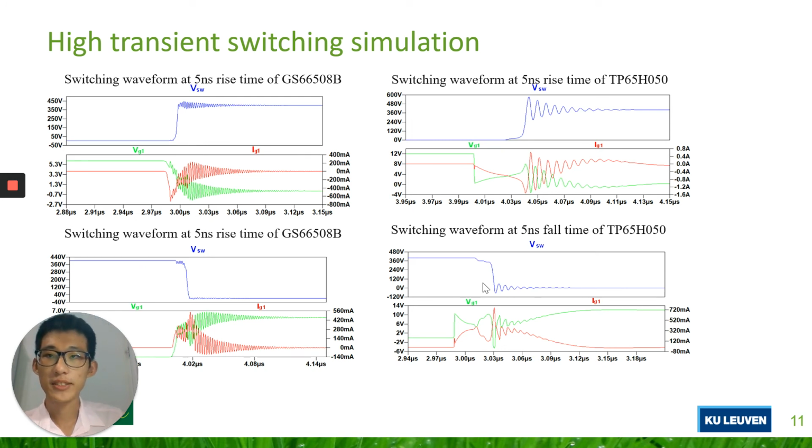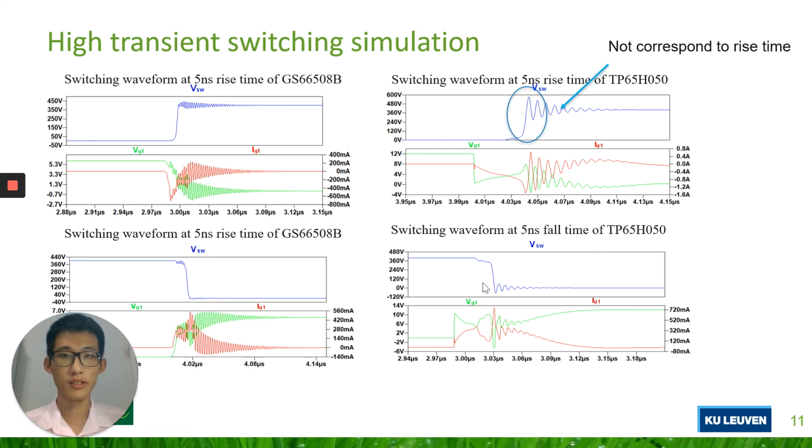Then we turn on the device faster. The rise and fall time is 5 nanoseconds. We could observe that the ringing amplitude for the enhancement mode HEMT is larger than when switching at low speed. But for the cascode HEMT, there is not much difference between switching at 10 nanoseconds or 5 nanoseconds. It does not correspond to the rise time.